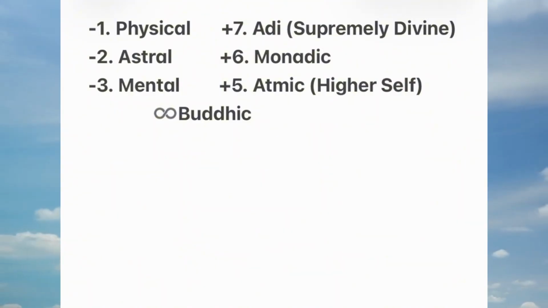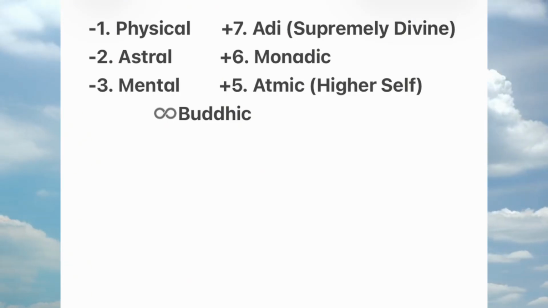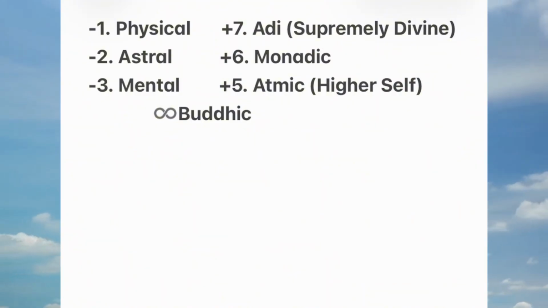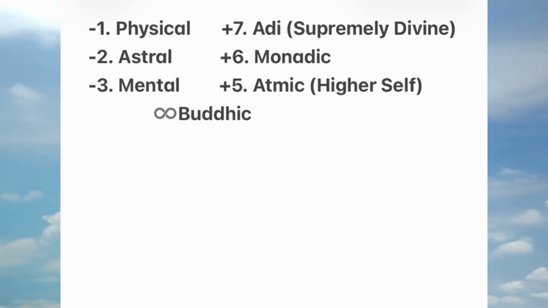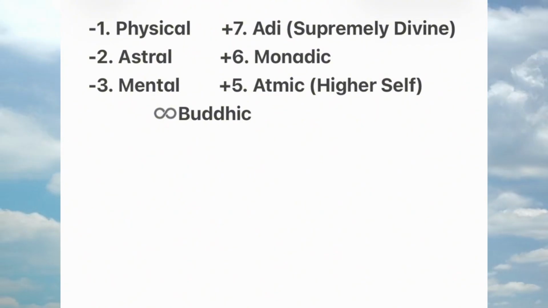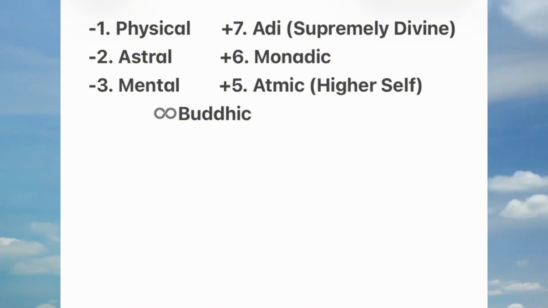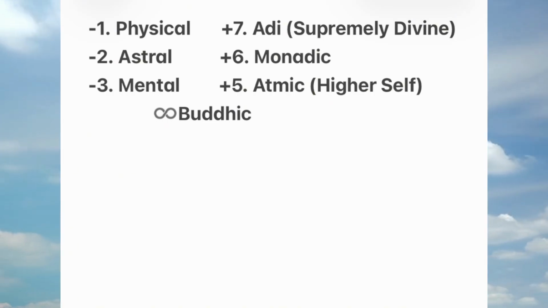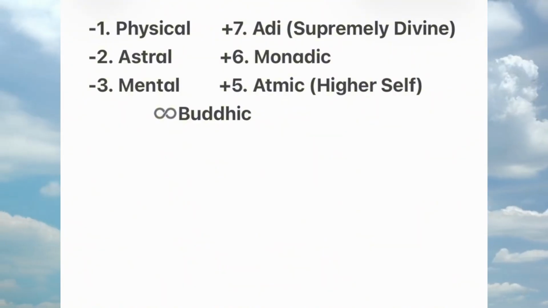Furthermore, the physical plane would be the negative to the positive Adi in regards to the planes of existence. So Adi would be the supremely divine plane, corresponding to the first ray. So then the physical plane down below would be the negatively polarized version of the positive Adi. And then the astral plane would be the negatively polarized version of the positive monadic plane, corresponding also to the 2nd ray. Then the mental plane would be the negative to the positive atmic, higher self, or the plane of cosmic consciousness.